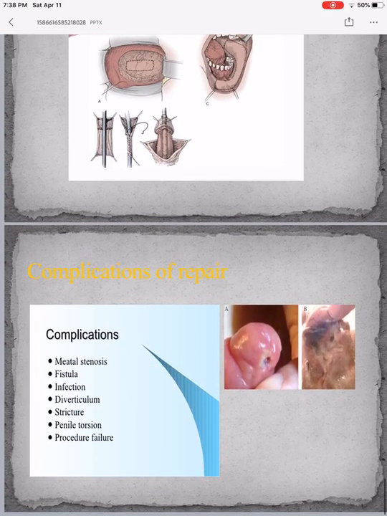As for the complications of hypospadias repair, we can note from the picture, in A, the presence of fistula formation, and B is a complete hypospadias cripple. The complications could be meatal stenosis, fistula, infection, diverticulum, stricture, penile torsion, or procedure failure. In picture B, with complete failure of the procedure, we should do complete excision of the repair with a buccal graft to the area, and then repeat the procedure after 6 months.